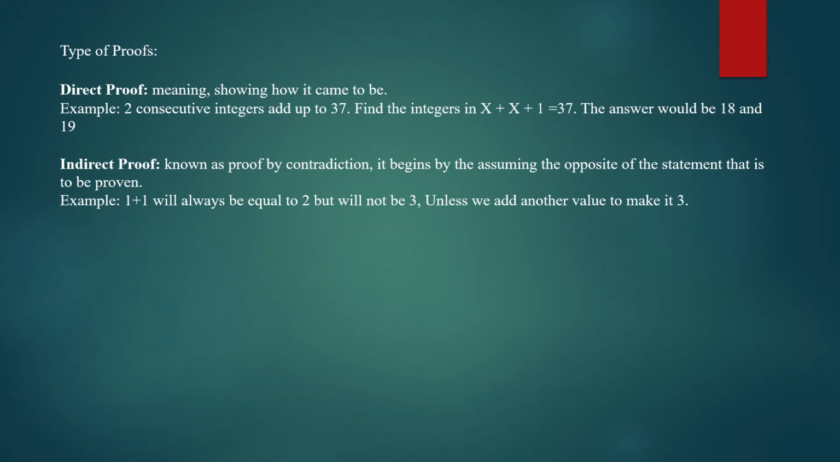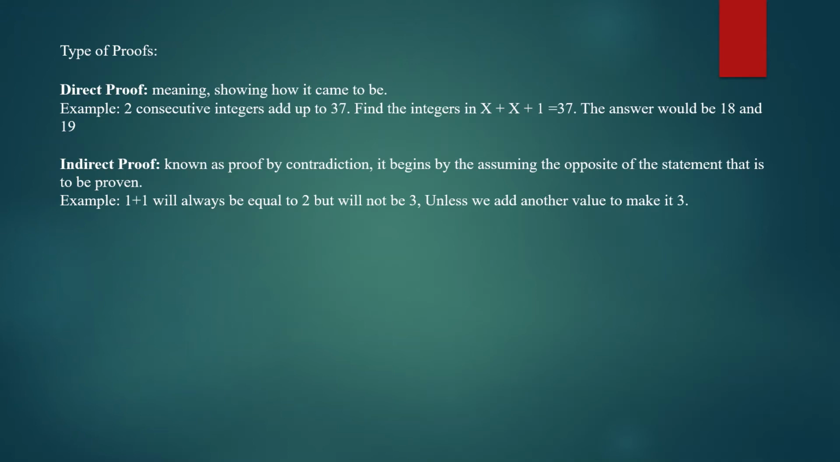The types of proofs. Number one, direct proof. Its meaning, showing how it came to be. Example: two consecutive integers add up to 37. Find the integers: x plus x plus 1 is equal to 37. The answer would be 18 and 19.